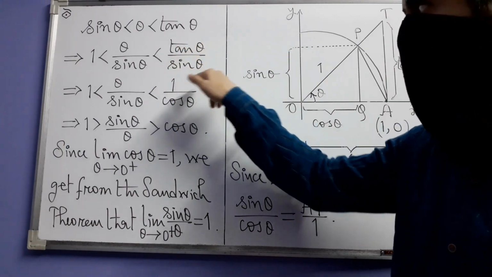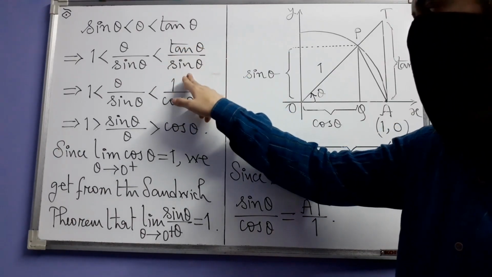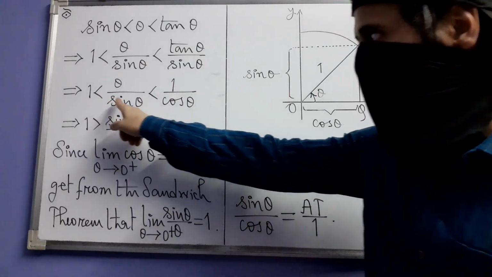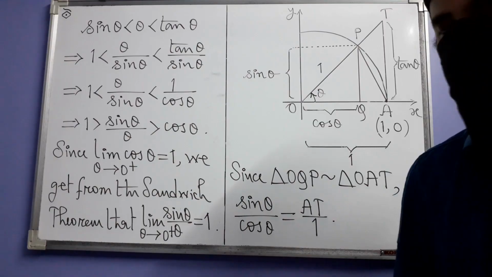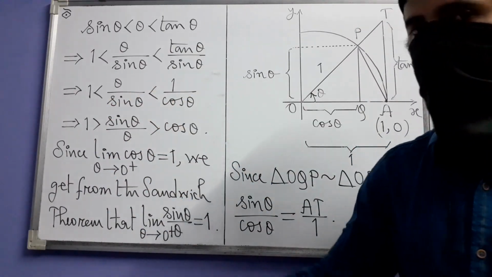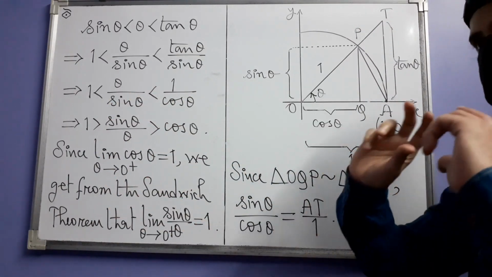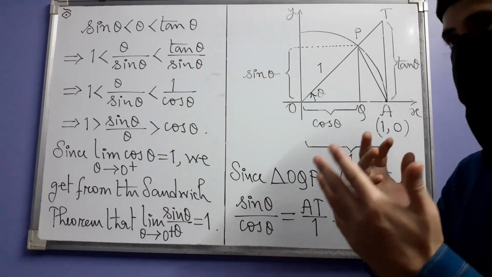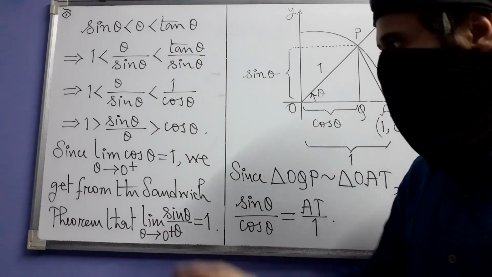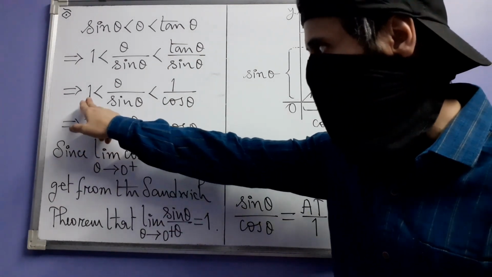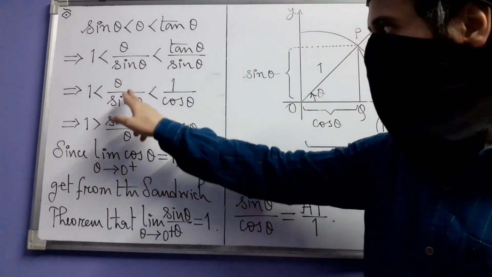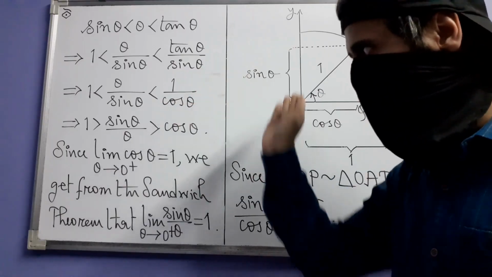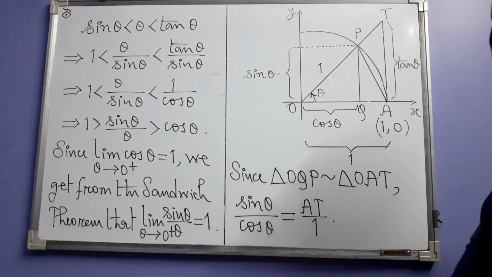If you do the simplification here, sin theta and sin theta get cancelled, and you have 1 divided by cos theta. Now here you are looking at all positive quantities, because these two are greater than 1, and 1 of course is positive. So if you take reciprocals of all of them, the inequalities will get reversed. And you get 1 greater than, the reciprocal of 1 is 1 itself, and you take reciprocals here.